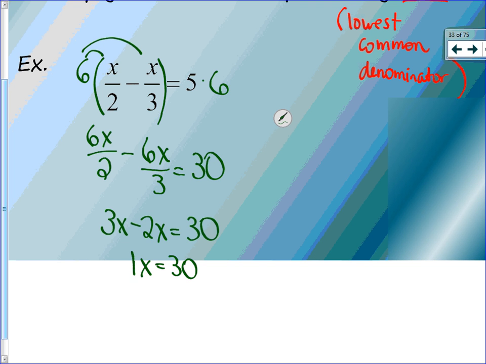Okay? So why would you distribute the 6 to the 2 and 3 right away? Okay, that's a good question. So you're multiplying by 6. 6 is also known as 6 over 1. So when you multiply that in, this 6 gets multiplied by the numerator, but the denominator just gets multiplied by 1, so that doesn't change. Does that make sense? Other questions?